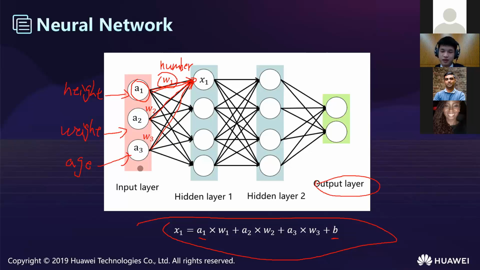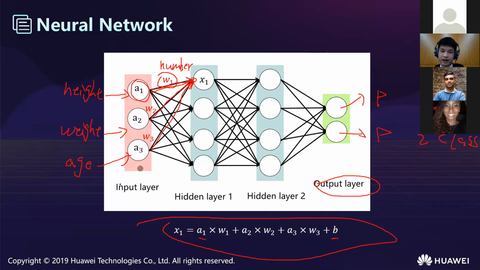And that is the output layer. The number of neurons in the output layer depends on the task. For example, if we do a binary classification task, we can use 2 neurons. This one means the probability of the first class, and this neuron means the probability of the second class.